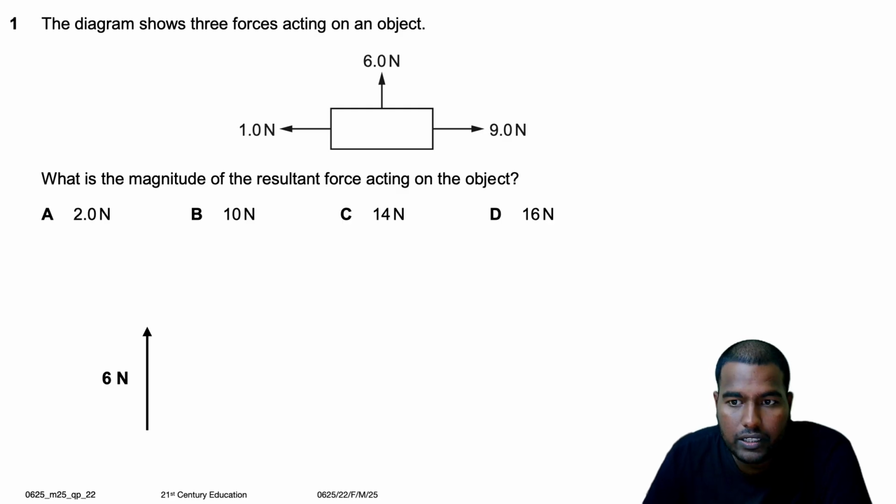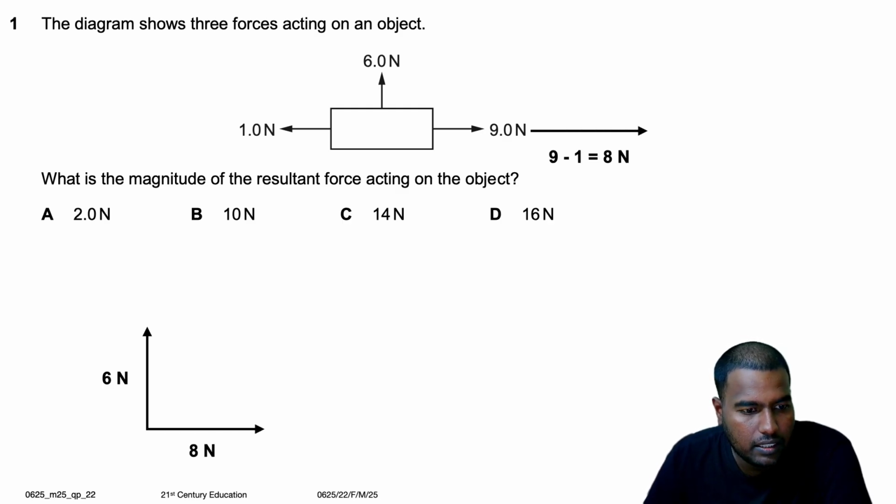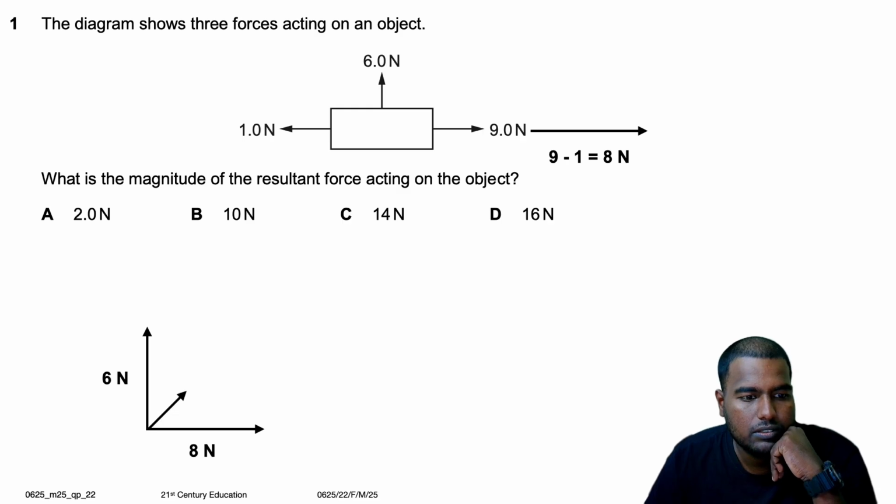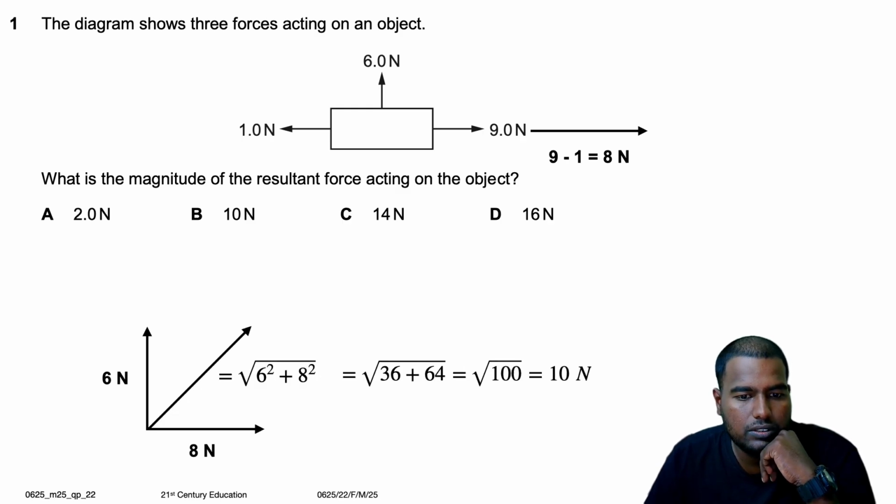It's 9 Newton minus 1 Newton, which is 8 Newton. So horizontal 8 and vertical 6. Now the resultant is very simple, we can use Pythagoras theorem: square root of 6 squared plus 8 squared, which is 10 Newton. Option B.